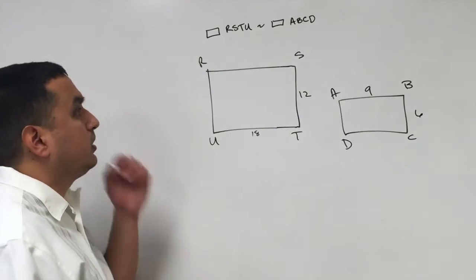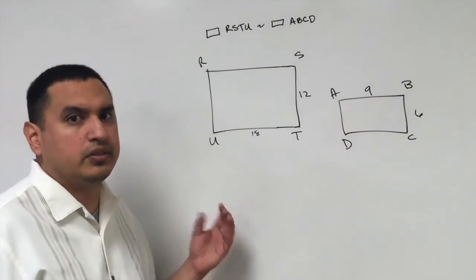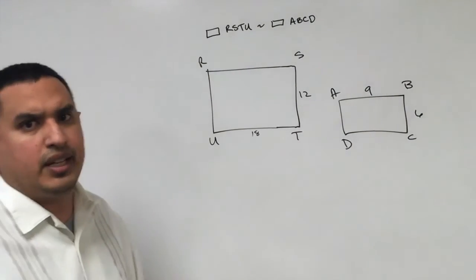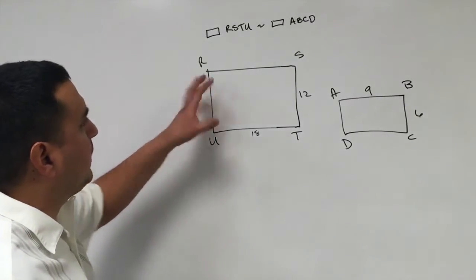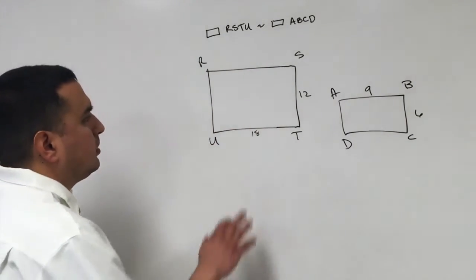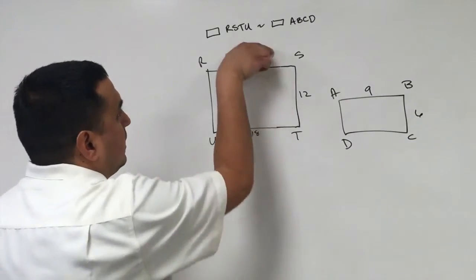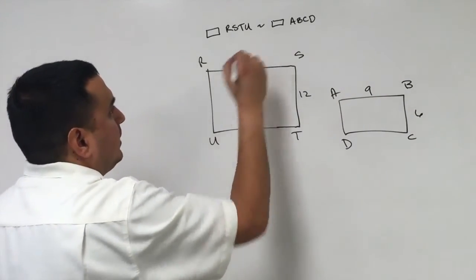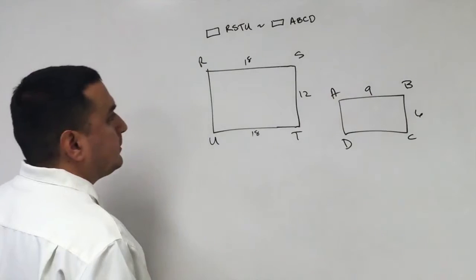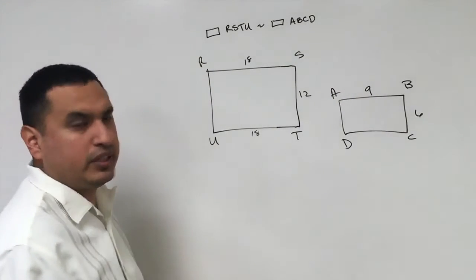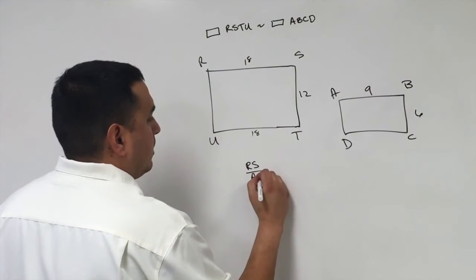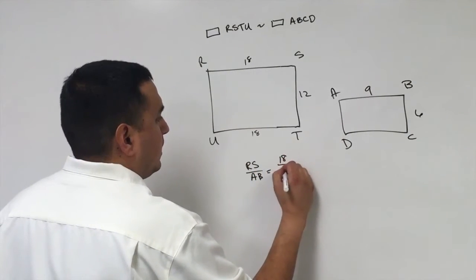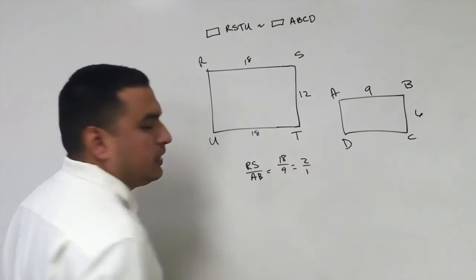So now what we're going to do on this is we're going to look at the perimeter of similar polygons and see what happens, see if there's any conclusions we can make. So if I just look at the sides here, I know this is 18, and this means RS has to be 18. So if I'm looking at just a ratio from RS to AB, that's going to be 18 over 9, which is just a 2-to-1 ratio.